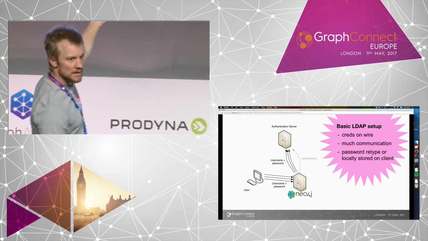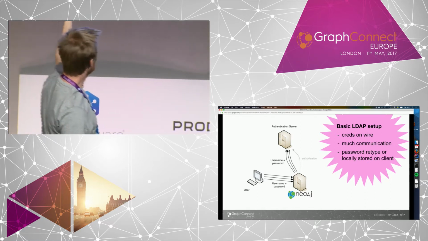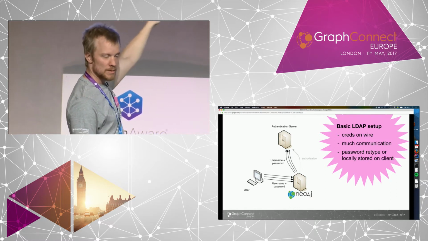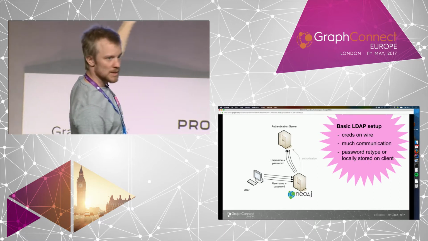So in this slide, we have three different entities. We have the user on the left. We have the Neo4j cluster sitting on the right. And on the top, we have the authentication server. So in your Windows network, that would be the domain server.